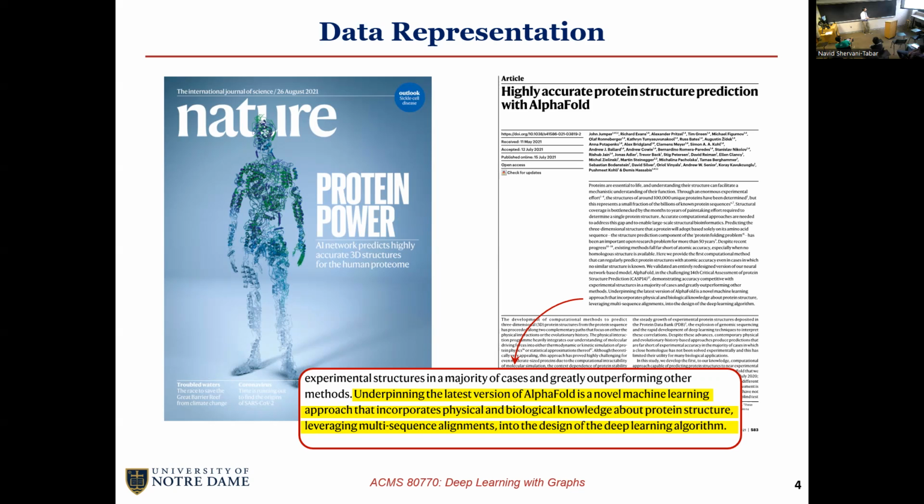But they don't just stay like a string. They tend to fold and find their final shape, and that final shape essentially determines what type of action they have. So it's a very important problem. People have been working for decades to find the final 3D shape of a protein given its amino acid sequence. And recently, DeepMind has solved it with a high accuracy of 90%.